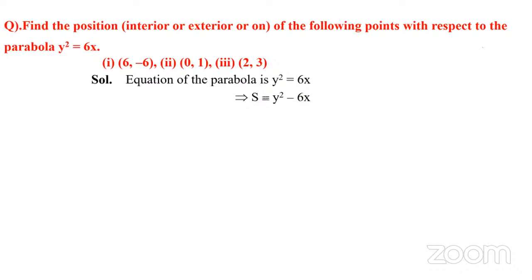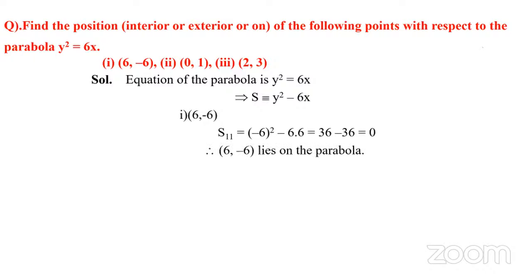So S equal to y square minus 6x. Then for 6, minus 6, this value S11 equals the y value minus 6 square. So minus 6 square minus 6 into 6 is nothing but 36 minus 36, which is 0. So S11 is 0, which means it lies on the parabola. So (6, minus 6) lies on the given parabola.